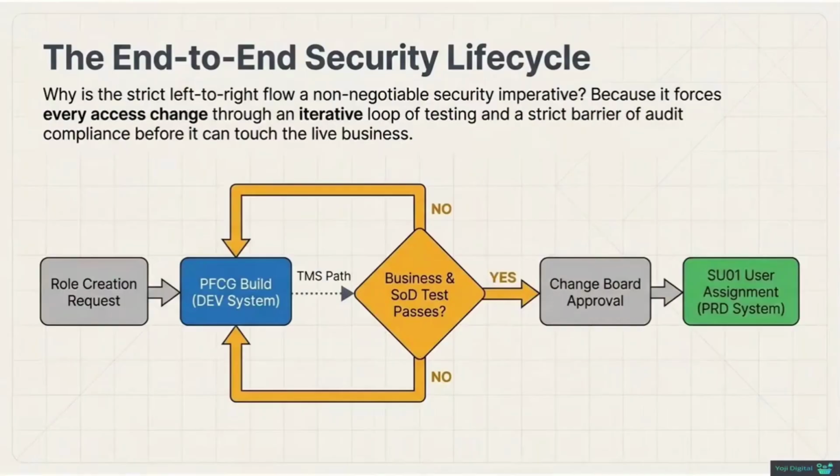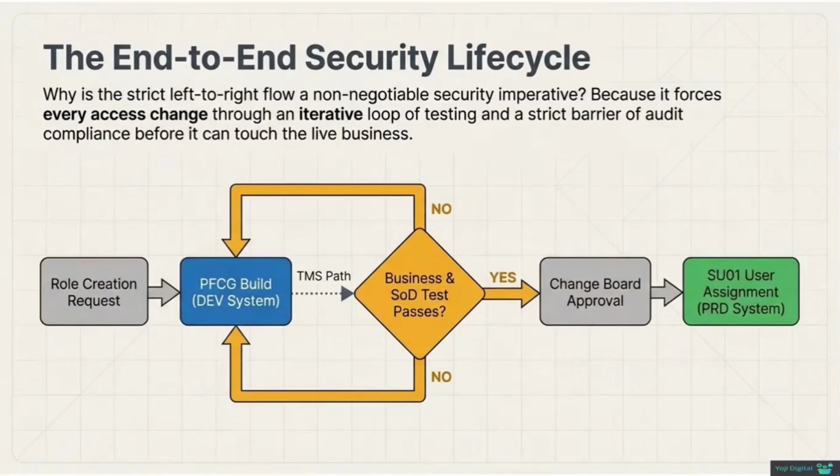Now let me tell you exactly what the SAP security team does in each system. This is what you will actually be doing on a project. In development, this is where you spend most of your design time. You open PFCG, build and design roles, set the correct authorization objects and field values, and test with a test user. Once the role is working correctly, you create a transport request and send it to quality.